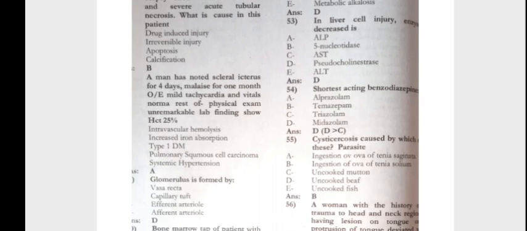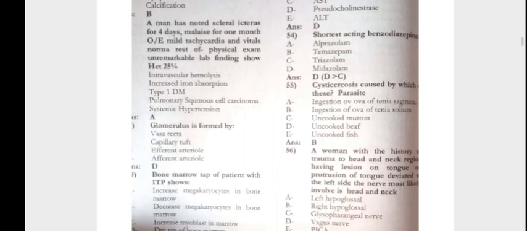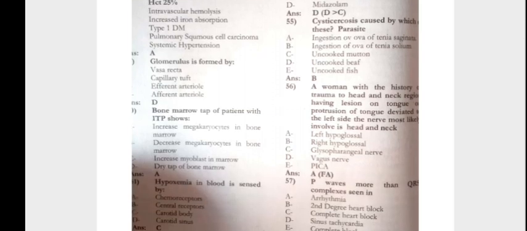The man has noticed scleral icterus for 4 days. Malaise for 1 month. On examination, tachycardia and the vitals normal. The physical examination is unremarkable. Lab findings show hematocrit 25%. This is intravascular hemolysis. The glomerulus is formed by the afferent arteriole.